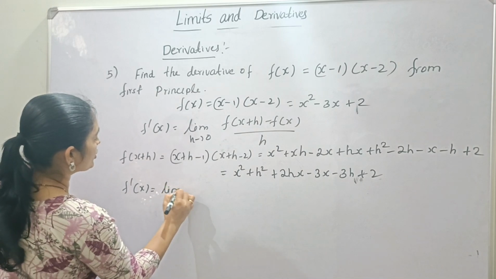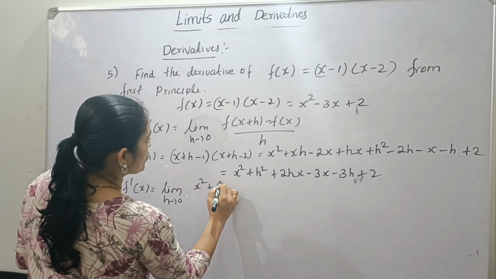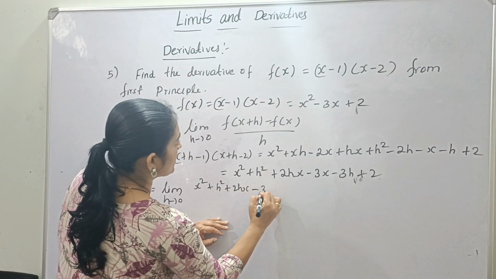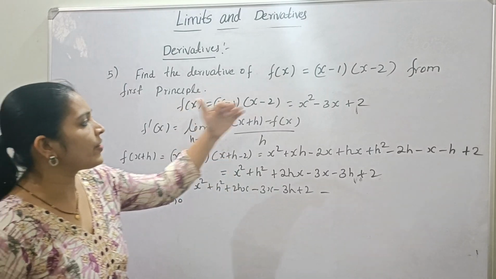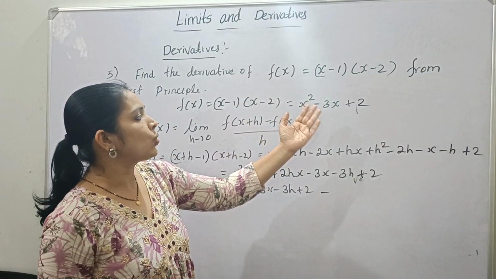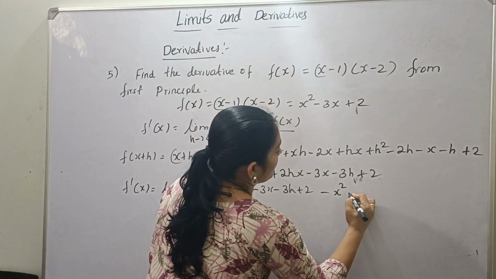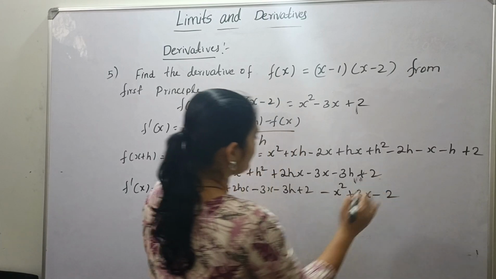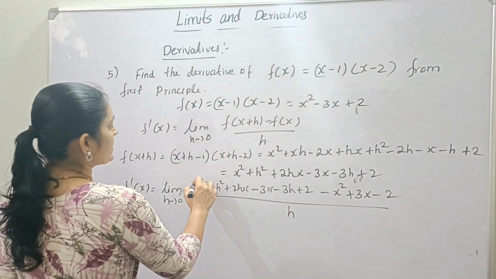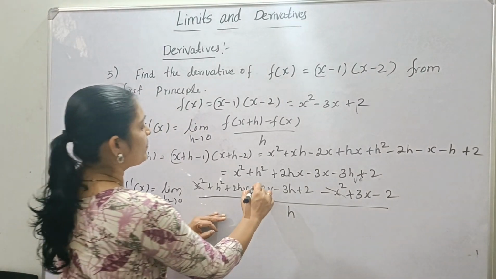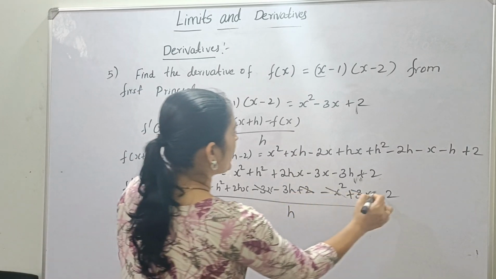That is f dash of x is equal to limit h tends to 0. What is f of x plus h? This: x square plus h square plus 2hx minus 3h plus 2, minus, see, f of x, minus of f of x, that is minus of this expression. So here let us multiply minus to each term of this, that is minus x square plus 3x minus 2, divided by h. Okay. So here some terms will be cancelled, x square minus x square cancelled, minus 3x plus 3x cancelled, and next, okay, plus 2 minus 2 cancelled.